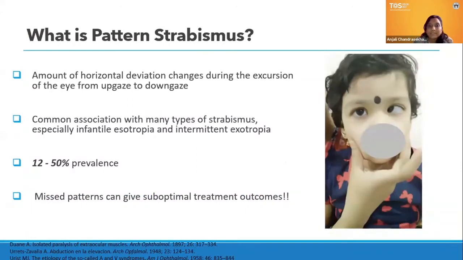So what is pattern strabismus? Whenever the horizontal deviation becomes incomitant in vertical gaze, that is when the child looks from up to down and there is a difference in the amount of deviation, that becomes a pattern. It is a very common association. It is seen in many types of strabismus, especially in infantile esotropes and intermittent exotropia, and has a prevalence ranging from 12 to 50%. Why is it important? Missed patterns can give suboptimal treatment outcomes. That is why it is important to know and to understand how to measure a pattern.